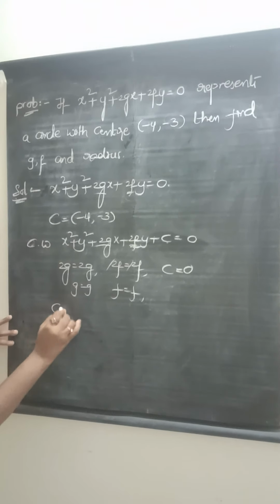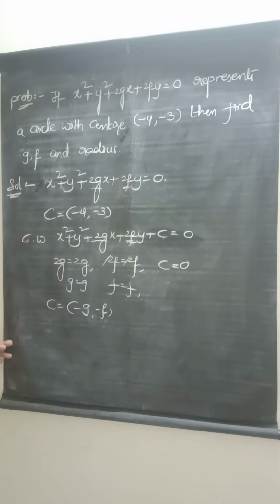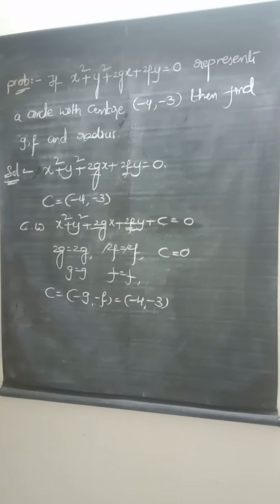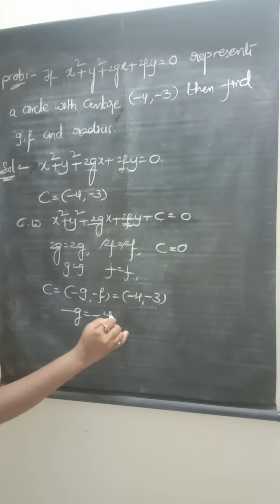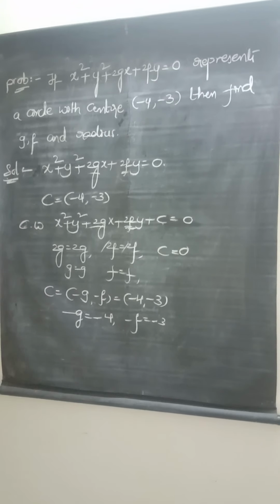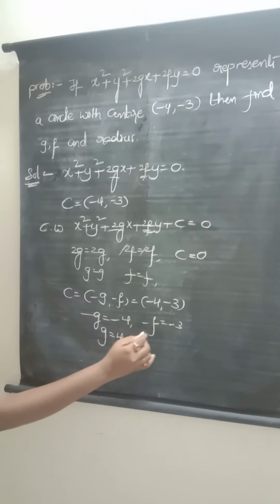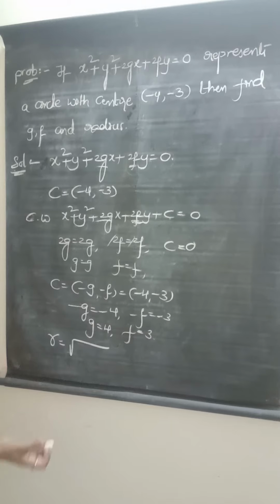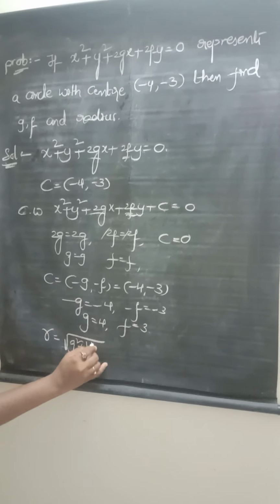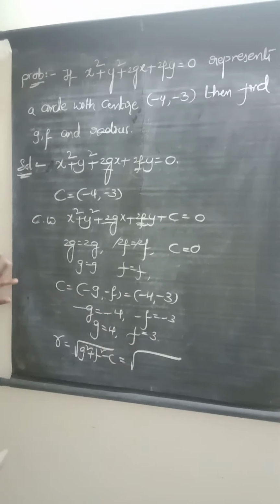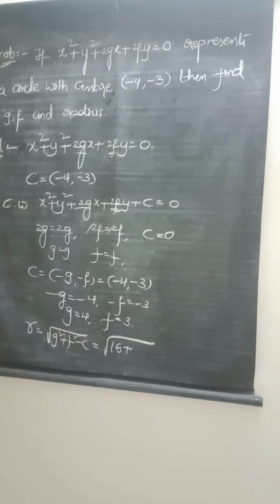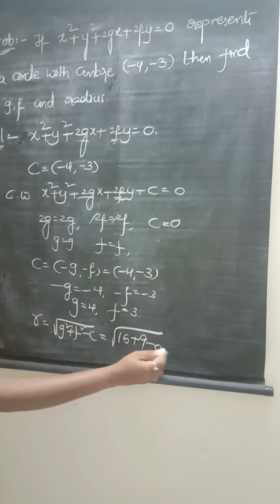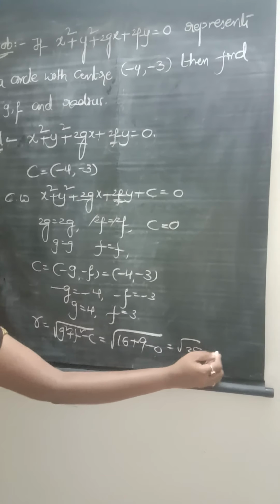And also given that the center is (-4, -3). But the center formula is (-g, -f), so (-g, -f) = (-4, -3). That is, -g = -4 and -f = -3, then g = 4 and f = 3. And next, the radius r = √(g² + f² - c) = √(4² + 3² - 0) = √(16 + 9) = √25 = 5.